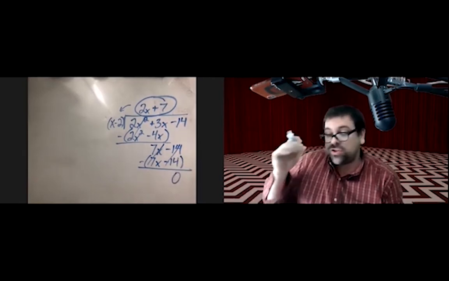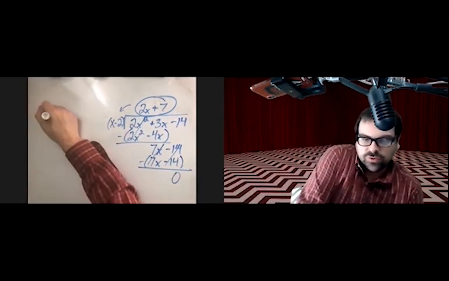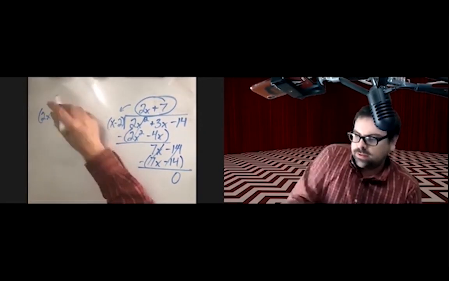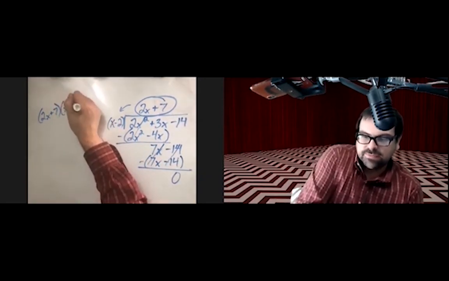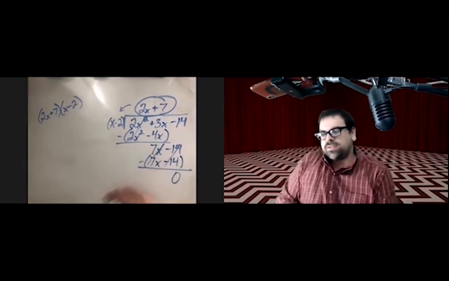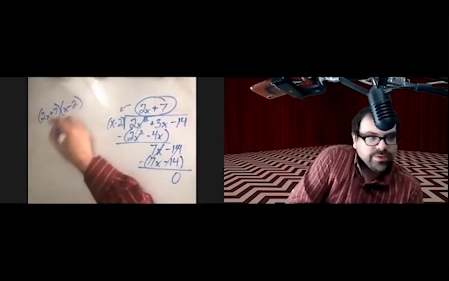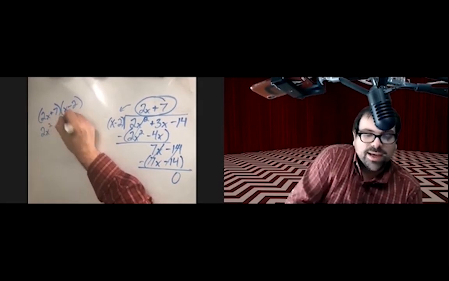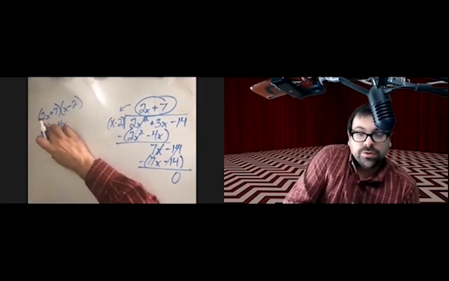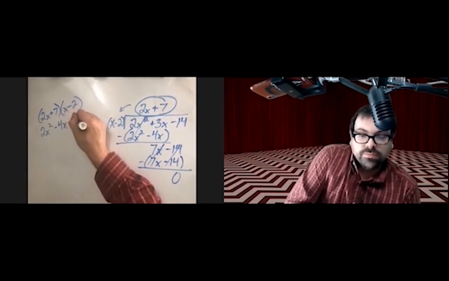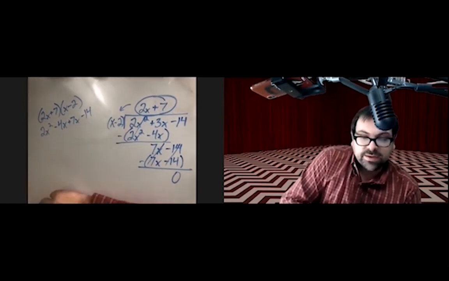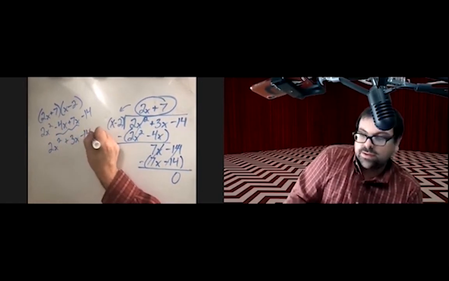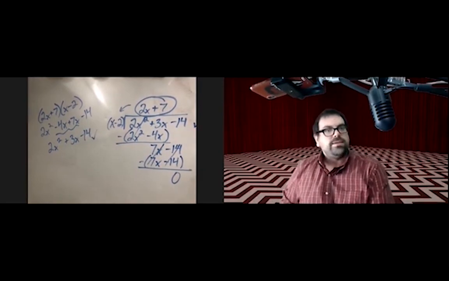Just like any division problem, we can check with multiplication. Let's check 2x plus 7 times x minus 2. Let's make sure we get 2x squared plus 3x minus 14. If we FOIL, 2x times x is 2x squared. 2x times negative 2 is negative 4x. Plus 7x minus 14. Combine like terms: 2x squared plus 3x minus 14. It checks. We got it.